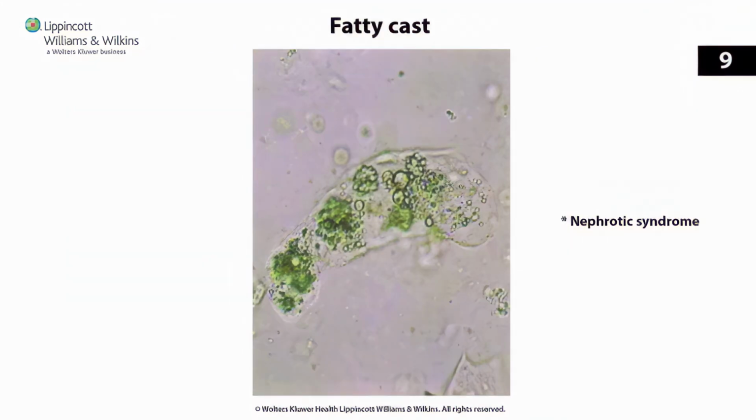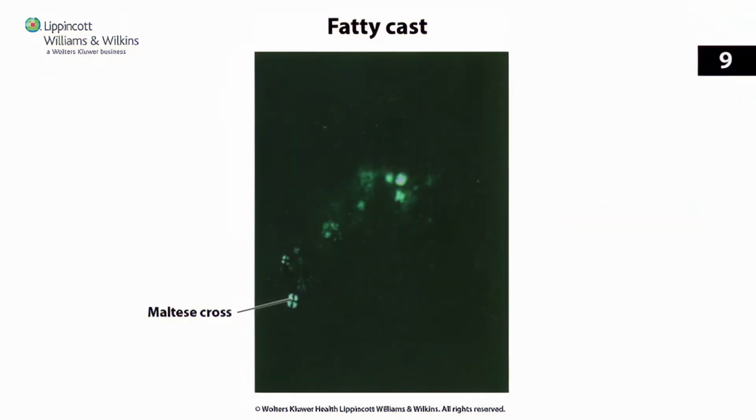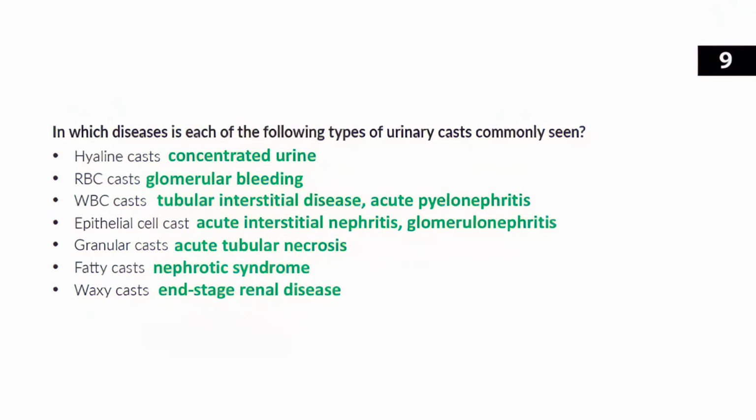Fatty casts are hyaline casts that have fat globules embedded in them from epithelial cells that have degenerated. We typically see these in nephrotic syndrome. And if those lipid globules contain cholesterol, that may show up as a Maltese cross when you view it under polarized light. And then waxy casts represent the further degeneration of granular casts, and these are fairly nonspecific.